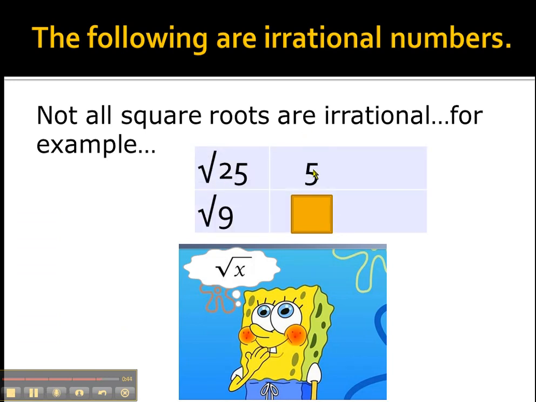The square root of 25 is rational though because it terminates. The square root of 9 is 3, so that's rational as well. The square root of 25 is 5. That's rational, it terminates. The square root of 9 is 3. That terminates, so it's rational.